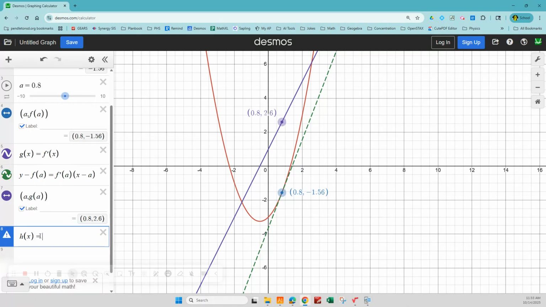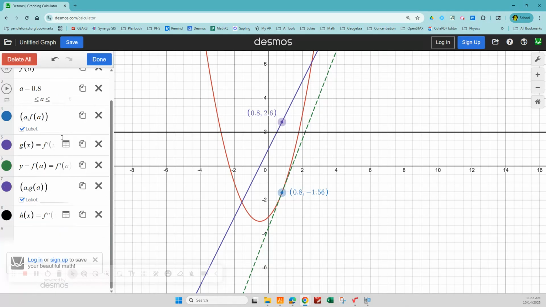H of x equals, and I could either say g prime of x, or I wonder if it does, I don't even know if it does this, I can't remember. F prime prime of x, yeah, it does it. How about that? So that's why you say second derivative, it's double prime. And let's make this one orange. There we go, it's orange. So there's my derivative function.